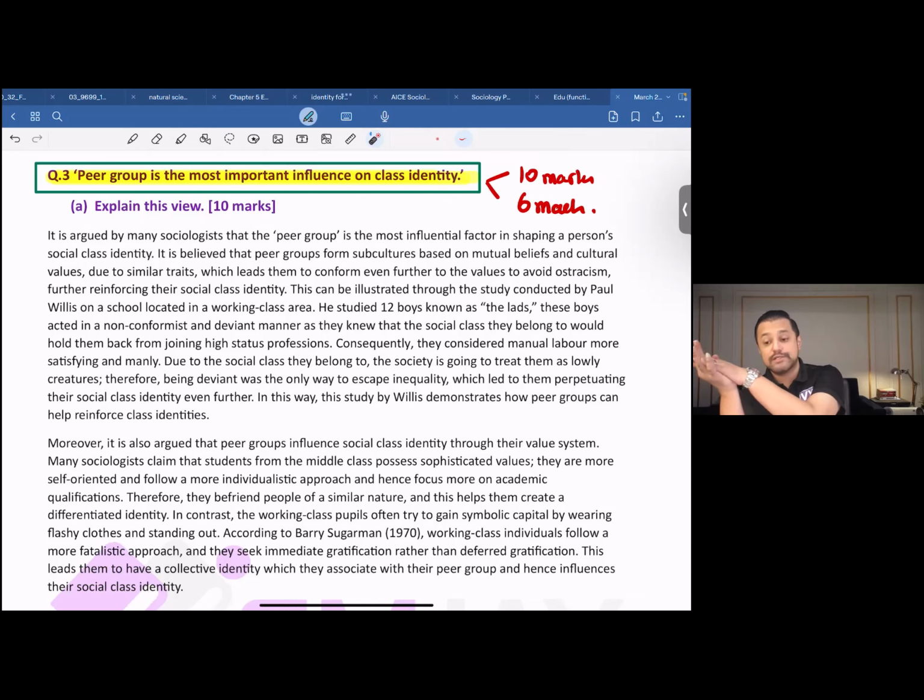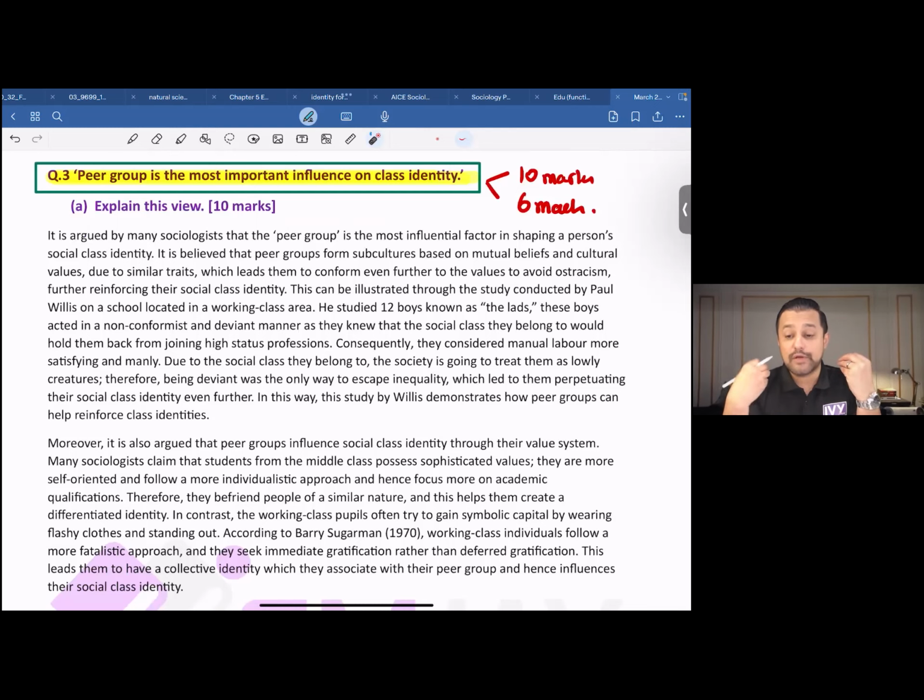Or in other words, whatever your mother tongue is, you might as well translate this into the language that you think would help you understand it the best, right? Because we cannot risk it. It's pretty essential that we understand what the statement over here means. This statement reads, peer group is the most important influence on an individual's social class identity.